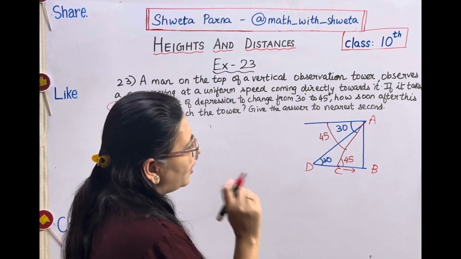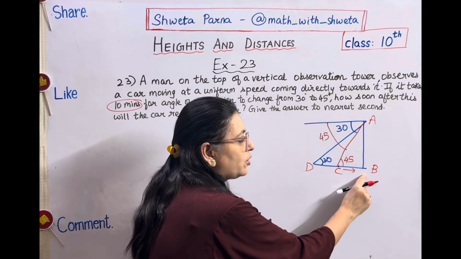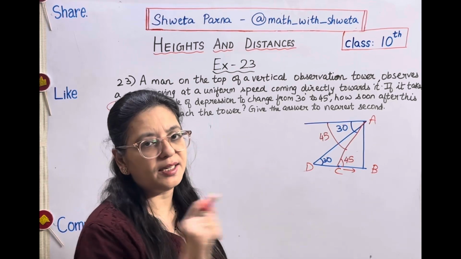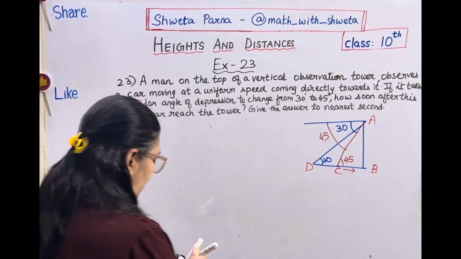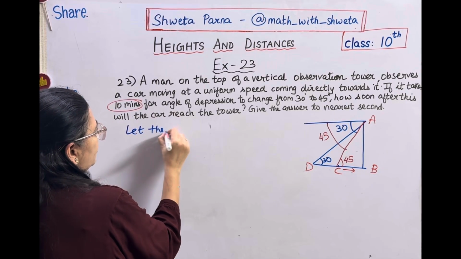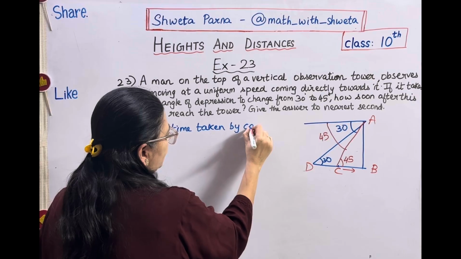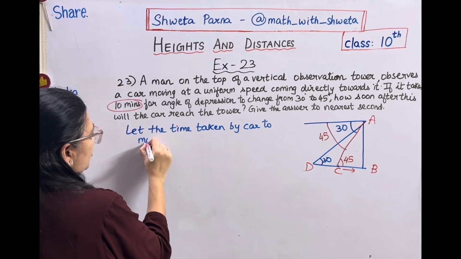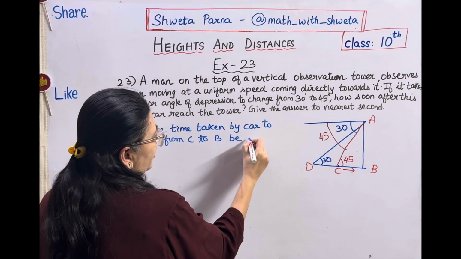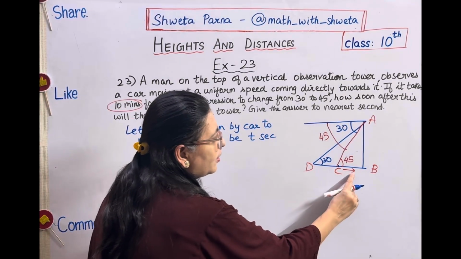Now give the answer to the nearest second. You have to calculate the time taken by the car to reach the tower C. That means you have to find CB, the time taken when the car leaves from C and reaches B. Since the time is not given, let the time taken by the car to move from C to B be T seconds.